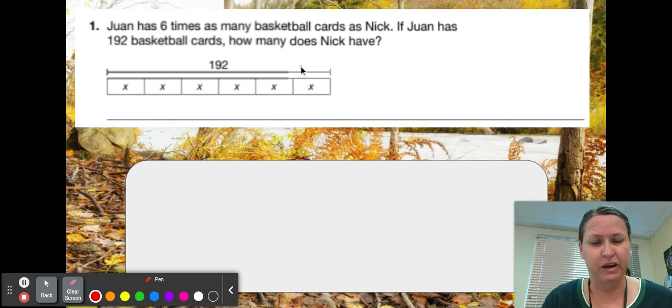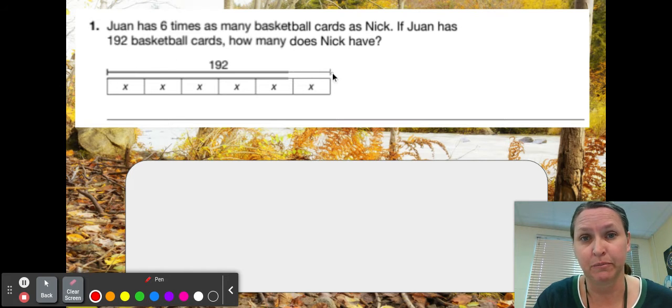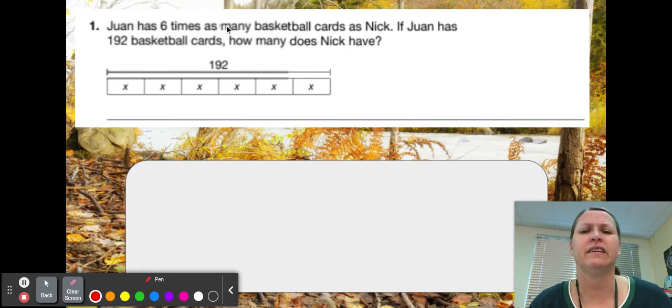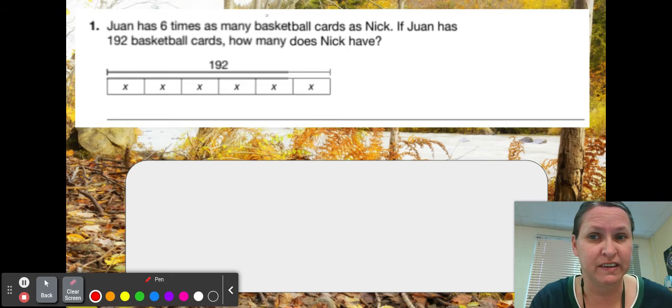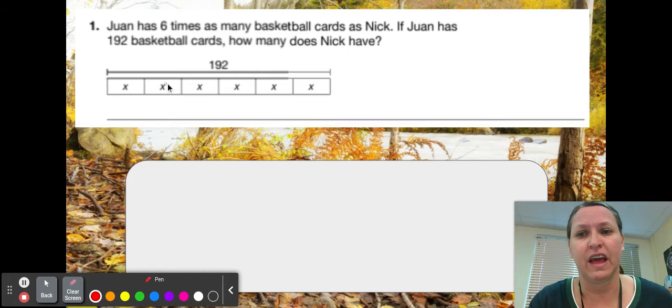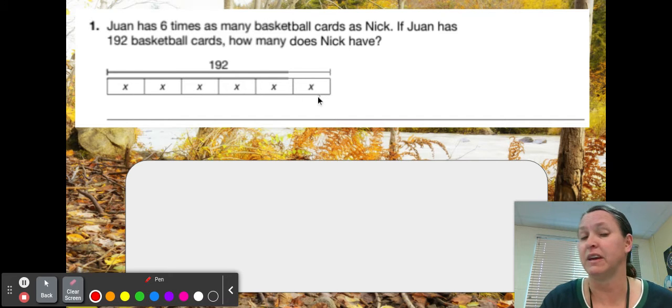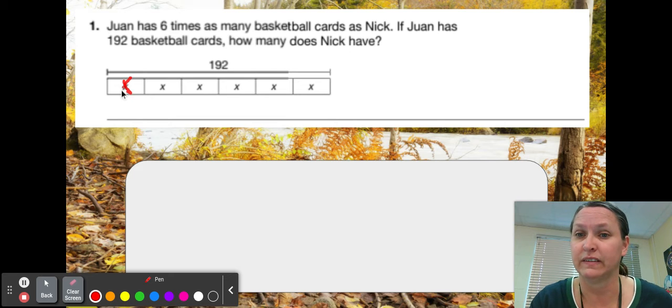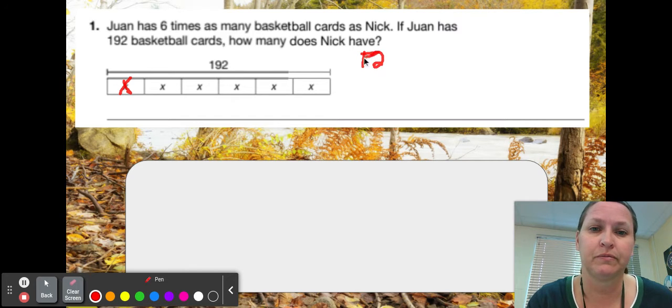Well, in this problem right here, I know that 192 is how many basketball cards Juan has. He has 6 times as many basketball cards as Nick. So I have X, X, X, X, X, X, because Nick has 1X. Juan has 6 times that. So if I'm going to solve this problem, I'm going to have 192 equals 6 times X.